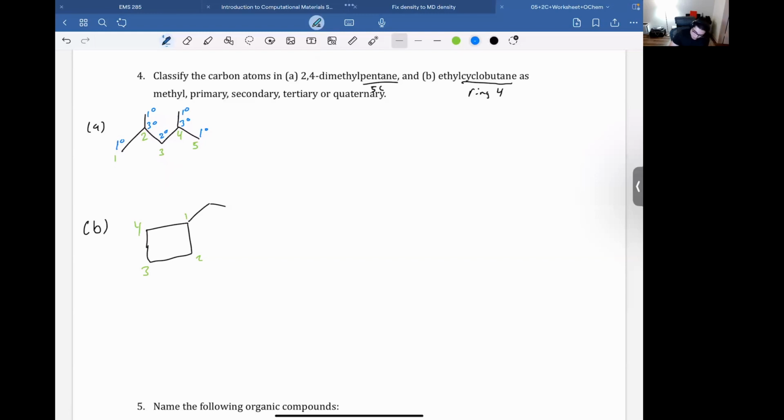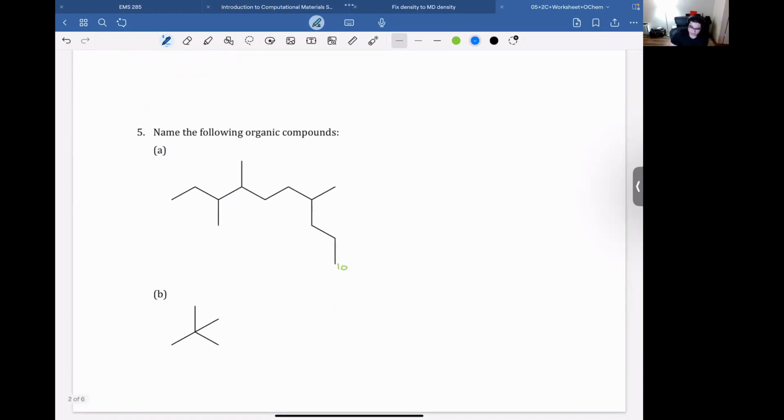Doing the same thing as we did before. This one is a primary. It's connected to 1 carbon, secondary, tertiary, secondary, secondary, and secondary. And that is it. It's not too hard. Not too bad at all.